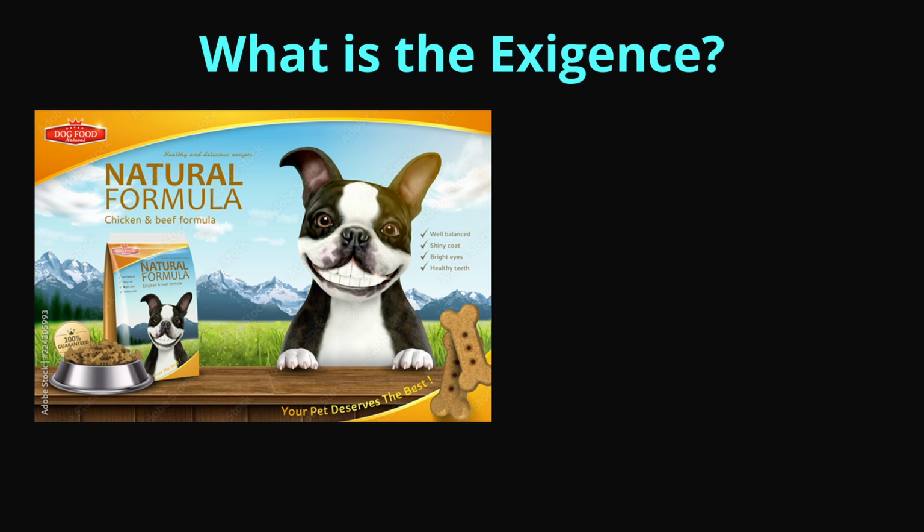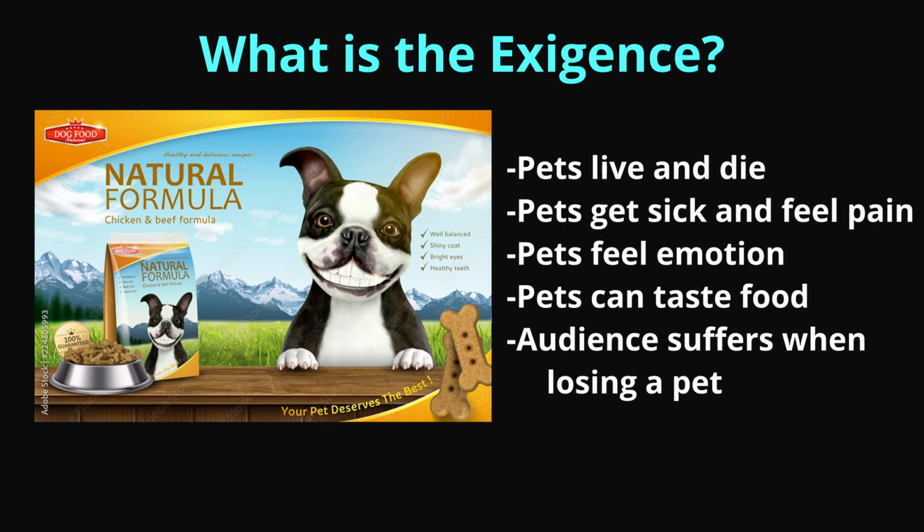What is the exigence? Pets are biological like human beings. They get sick. They feel pain. They may be healthy or unhealthy. And like humans, they also die. And we want to prevent their sickness, their pain, and delay their deaths. We want them to be healthy. By doing these things, we, as pet owners, avoid or delay the distress, sorrow, sadness, and pain that comes with losing a pet.